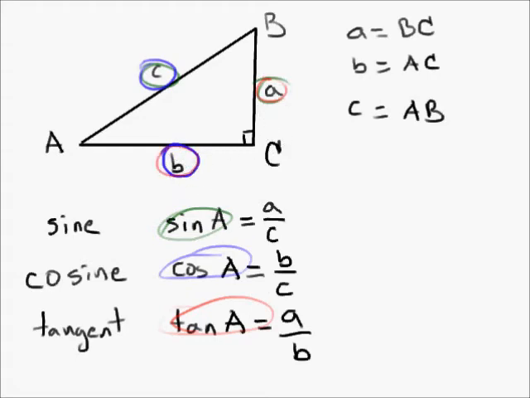Alright, so now which sides correspond to which, adjacent, opposite, etc., is remembered by the wonderful little mnemonic SOHCAHTOA. Sine, opposite, hypotenuse. Cosine, adjacent, hypotenuse. Tangent, opposite, adjacent. Alright.